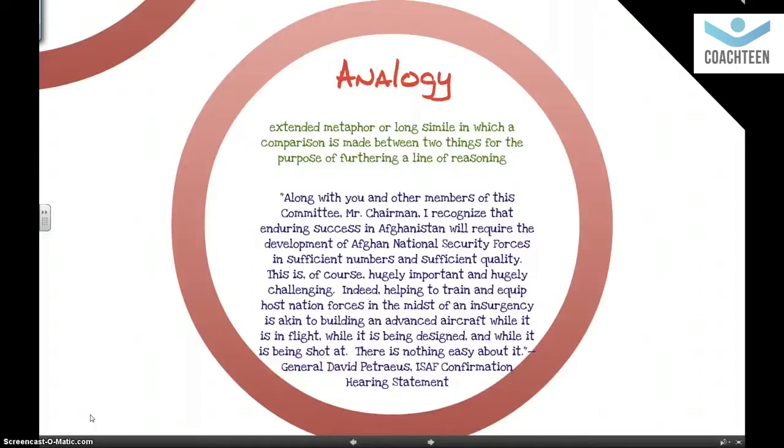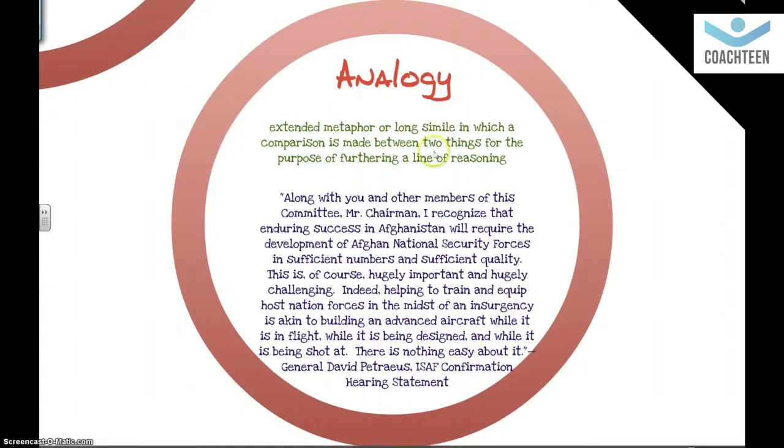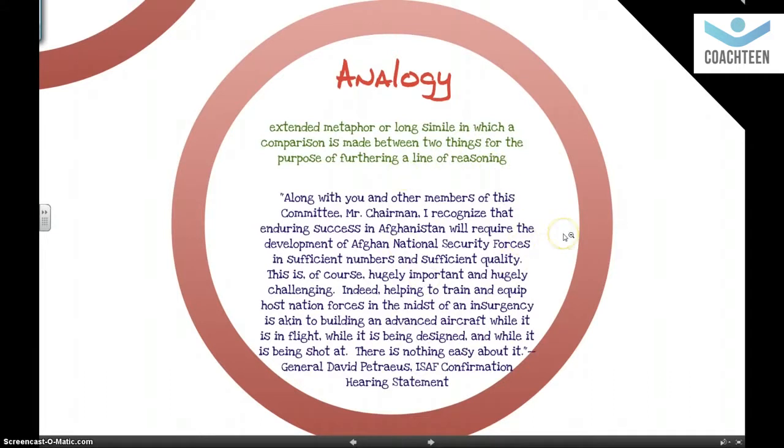Alright, so you can see here it cut off before the end, but it was going to say there is nothing easy about it. So what this comparison is, he's comparing this mission to building a plane in midair while it's being designed, while it's being shot at. And he continues by saying there's nothing easy about it. So this comparison is not just descriptive of what's going on, it's a comparison meant to explain a certain aspect of the mission in order to describe it and let people know how it's the same. So analogy is very useful in trying to explain or reason out any main point you might have. You can compare it to something else to help you explain that.